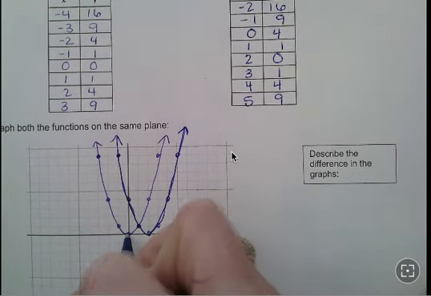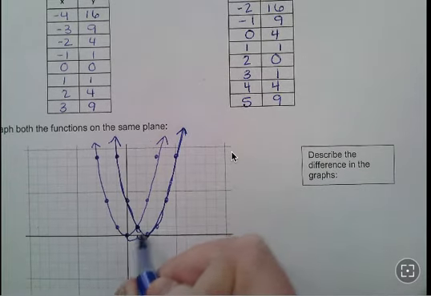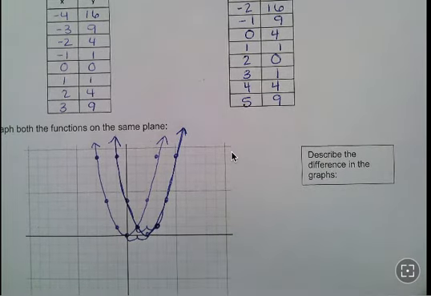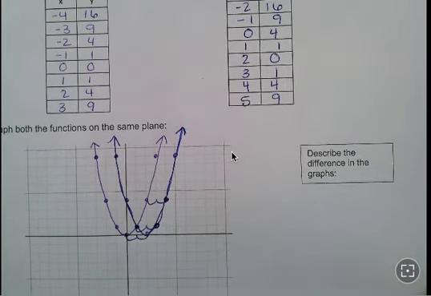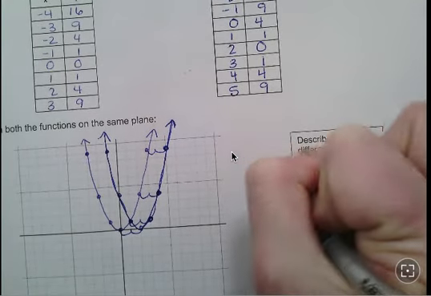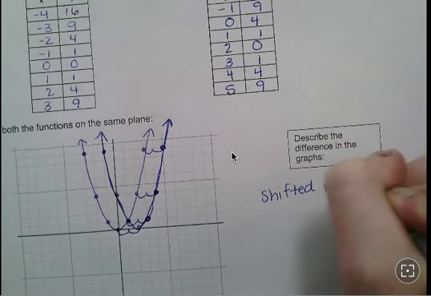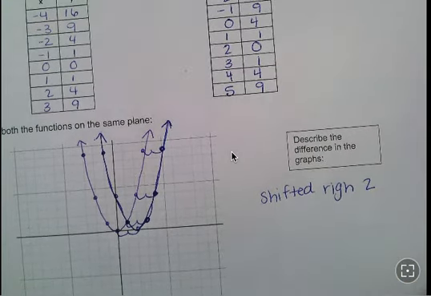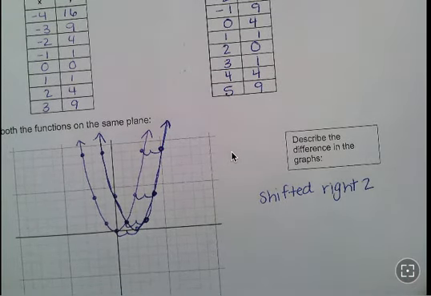Okay, so if you look, the vertex moves over 2. And this purple point here at 1, 1 moves over 2 to be that point over there. And if we want to move this point over 2, it would correspond to that point over there. And this point moved over 2. Okay, and so the way that we say this is describe the differences. It's just shifted to the right 2. That's what we say. Okay, you can say moved to the right 2. Shifted is a little bit better. You also need a T on the word right. Okay, it's shifted to the right 2.